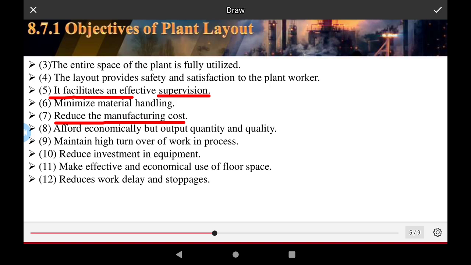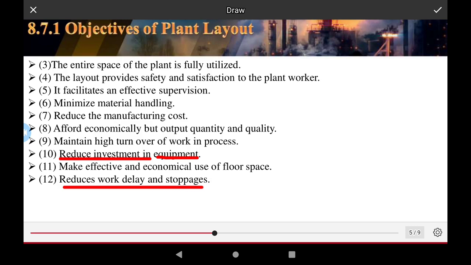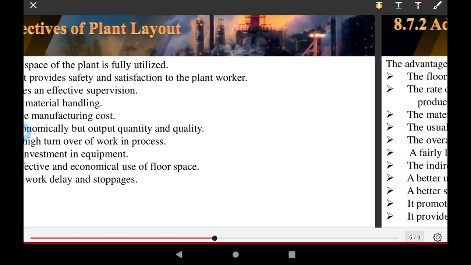For economical output with quantity and quality, maintain the high turn of the work process. Reduce the investment in equipment, make effective and economical use of the floor area, keep the workplace very clean, and reduce work stoppage.